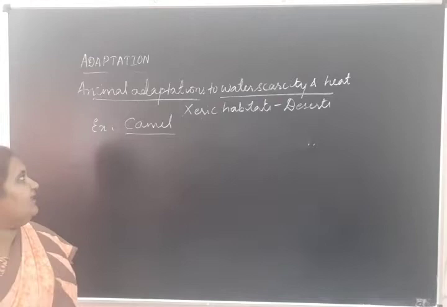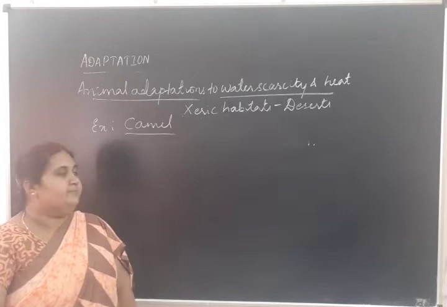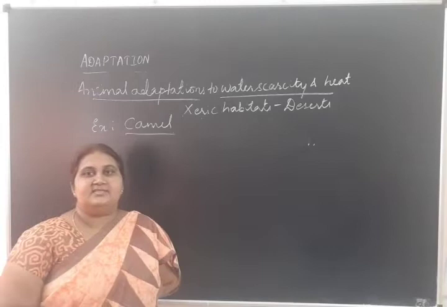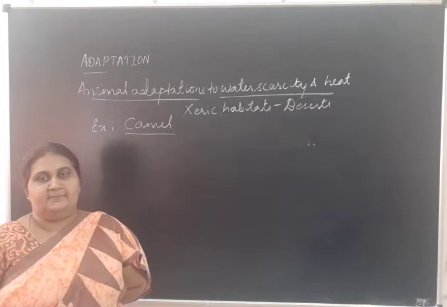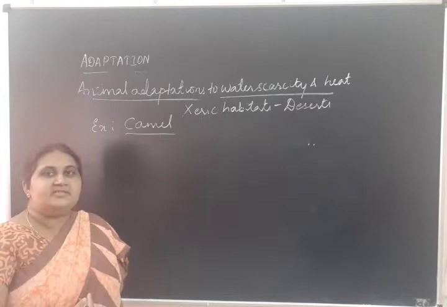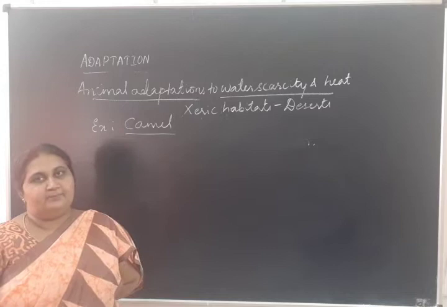Another example is the camel. It is known as the ship of the desert. What are the special adjustments made by the camel to survive in desert conditions? It has a hump on its back, which is adipose tissue. When the body requires water, the fat will be metabolized and water is produced.